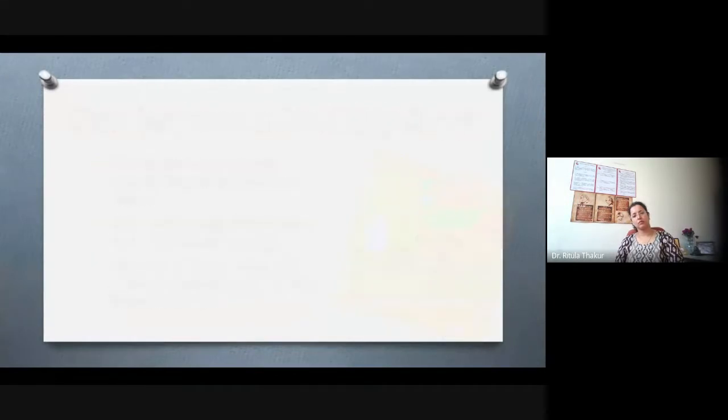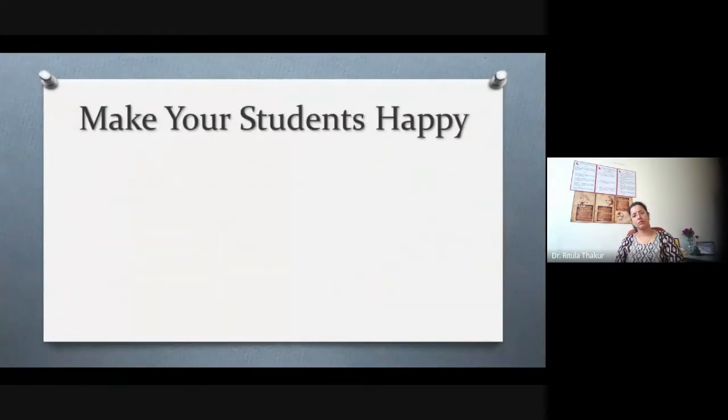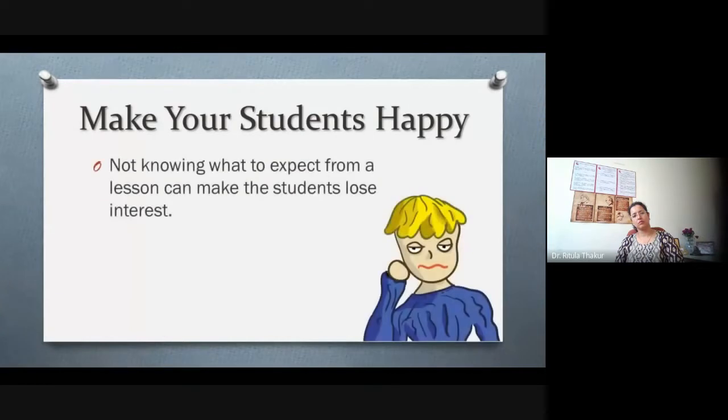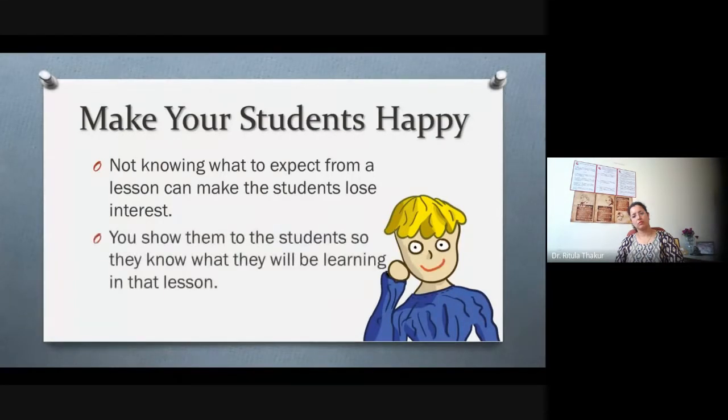Objectives also help to keep your students happy. Not knowing what to expect from a lesson can make students lose interest. Students can easily switch off if they feel there is no plan to the lesson. Showing the objectives to the students lets them know what they will be learning, and this puts them at ease.